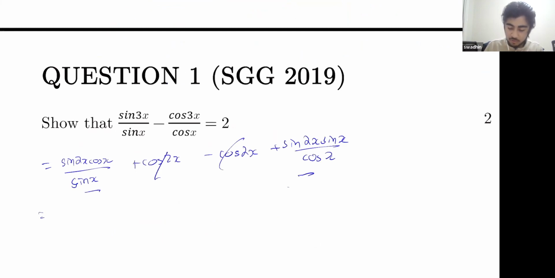But we want an answer of 2, right? We know that with the sine 2x formulas that we can use on both these fractions, sine 2x is equal to 2 times sine x cos x. So with this magic number 2 that we actually need to equal to, we can actually write sine 2x in this form.